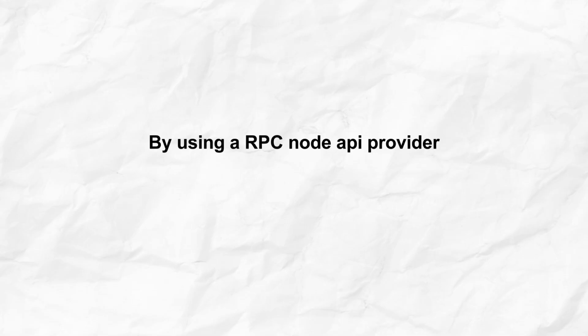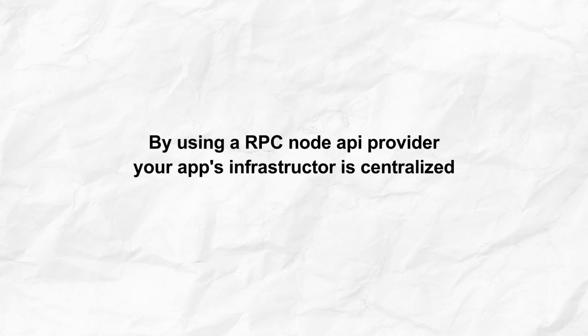Note, by using a node service, you are centralizing the infrastructure aspect of your product. For this reason, projects that hold decentralization to the utmost importance might prefer self-hosting nodes rather than outsourcing to a third party. But we will be using a third-party API provider for our tutorial videos, which is most ideal for most dApps.